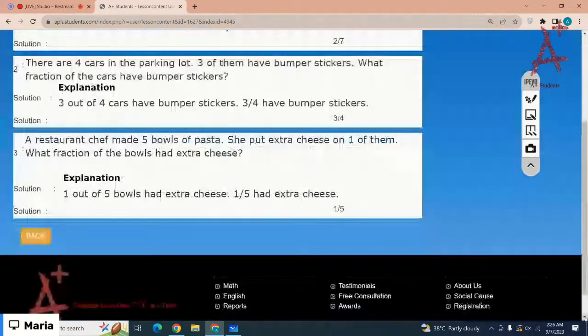The next one is, a restaurant chef made 5 bowls of pasta. She put extra cheese on one of them. What fraction of the bowls have extra cheese? So which is the correct option? The total bowls are 5, right? Just one of them has extra cheese, so it would be 1 out of 5. The correct option is 1 out of 5. Let's start with the practice questions.